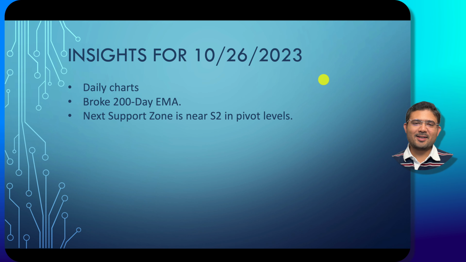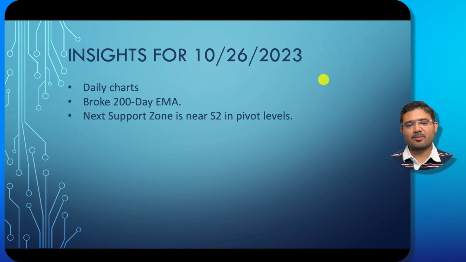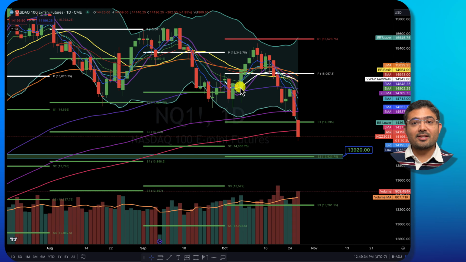Now let's jump on to the daily time frame analysis. The two important things that I observed on the daily time frame are that we conclusively broke the 200-day moving average, and we also now have the next support zone, that is S2 on the pivot levels. So let's jump on to the chart and I can show you.